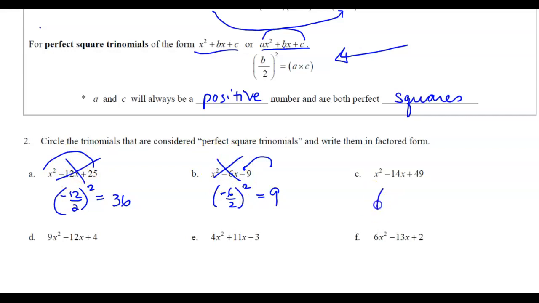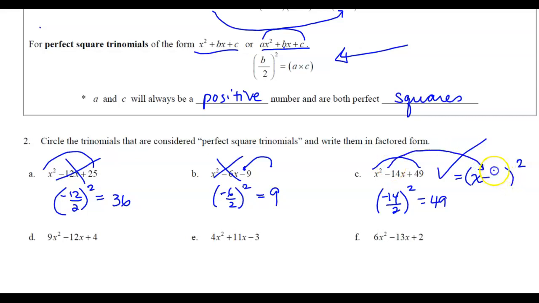Next one. So let's do negative 14 divided by 2, and then square it. That's negative 7 squared, which is positive 49. 1 times 49, yeah, it is. If it is, then let's write it in factored form. So we know it's a binomial squared. x to start, not minus, it's going to be a plus because of that sign in front of the 14. Whatever that is, it goes here. The root of 49 is 7.